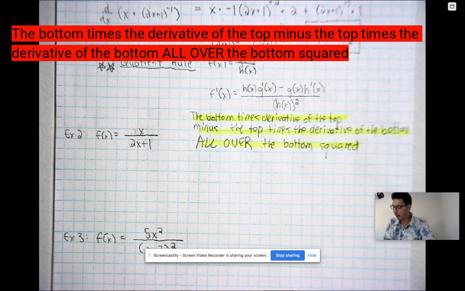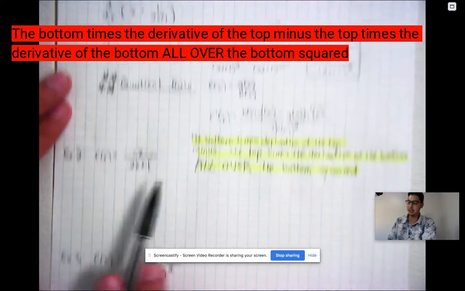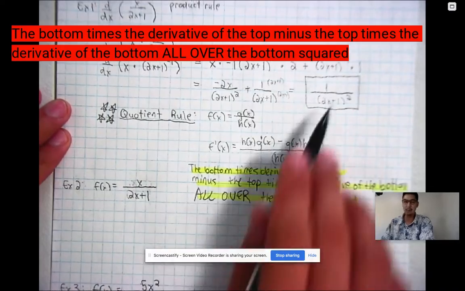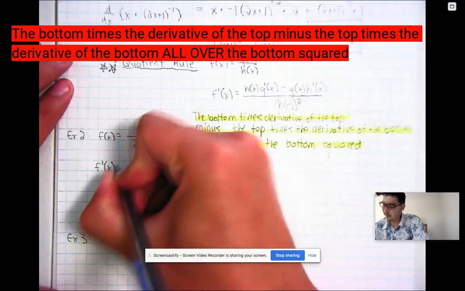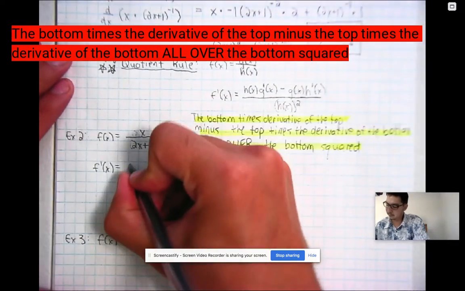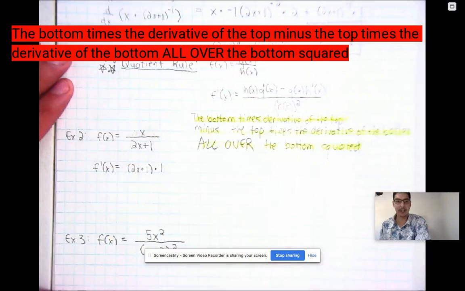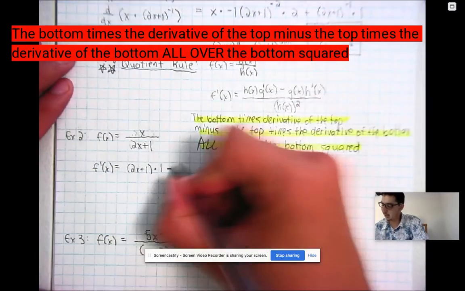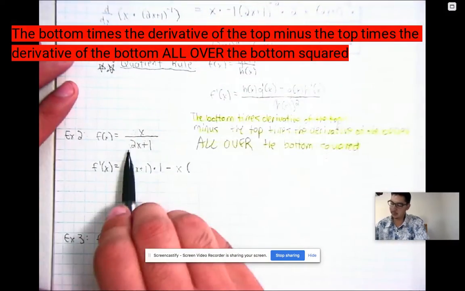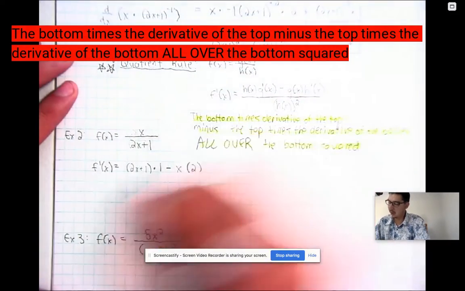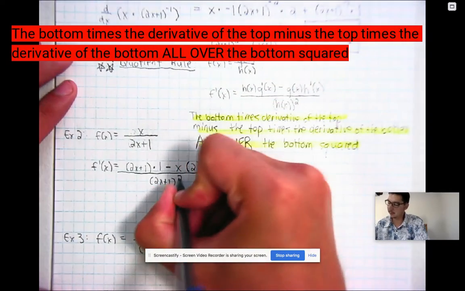So here we go. Example 2. Let's look at this same function that we just did, x over 2x plus 1. And let's see if we get the same thing with the quotient rule. So now the derivative is going to be the bottom times the derivative of the top, and the derivative of x is 1, minus the top times the derivative of the bottom, and the derivative of 2x plus 1 is 2, all over the bottom squared.